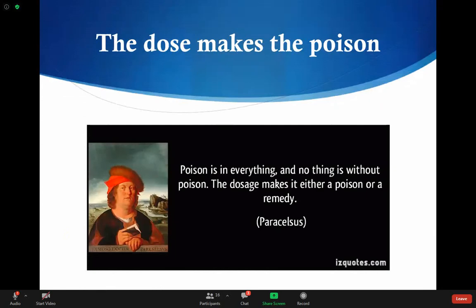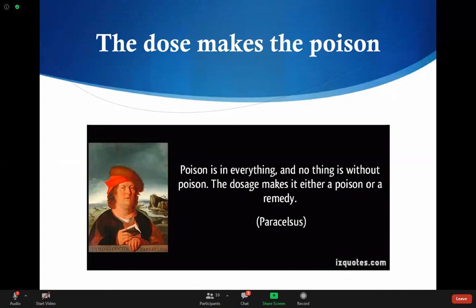Okay, so this is a comment by Paracelsus, and it applies to everything. So poison is in everything, and nothing is without a poison. The dose makes it either a poison or a remedy. So all the medication that we use, we use in therapeutic doses. We can see side effects, but we don't see poisoning from them. But if you take an overdose or you take more than what you're supposed to take, then we start seeing the complications of poisoning. The best example is paracetamol.